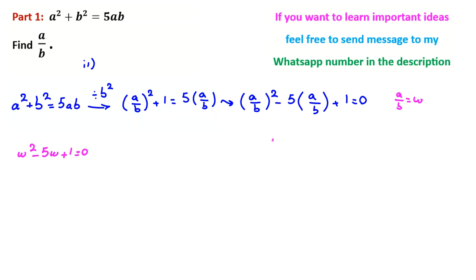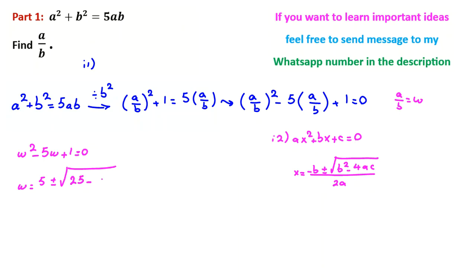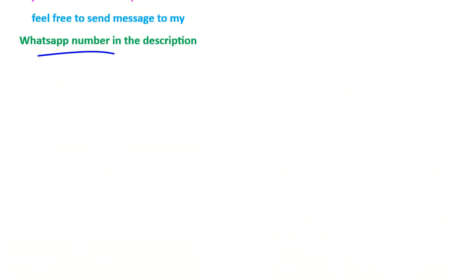Then we should apply the quadratic formula. If we have ax squared plus bx plus c equals 0, then x equals negative b plus or minus square root of b squared minus 4ac, all over 2a. Okay? So w equals negative negative 5 plus or minus square root of 5 squared, 25, minus 4 times 1 times 1, over 2. So it will be 5 plus or minus square root of 21 over 2. So w is what? It is a over b. So we found a over b is this. Okay, now let's try the next problem.